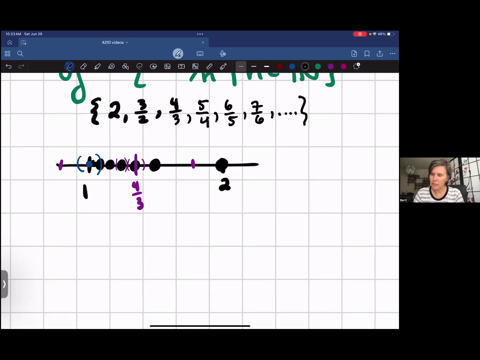And so for this particular set, let's call this set B, the set of limit points of B is just the point 1.